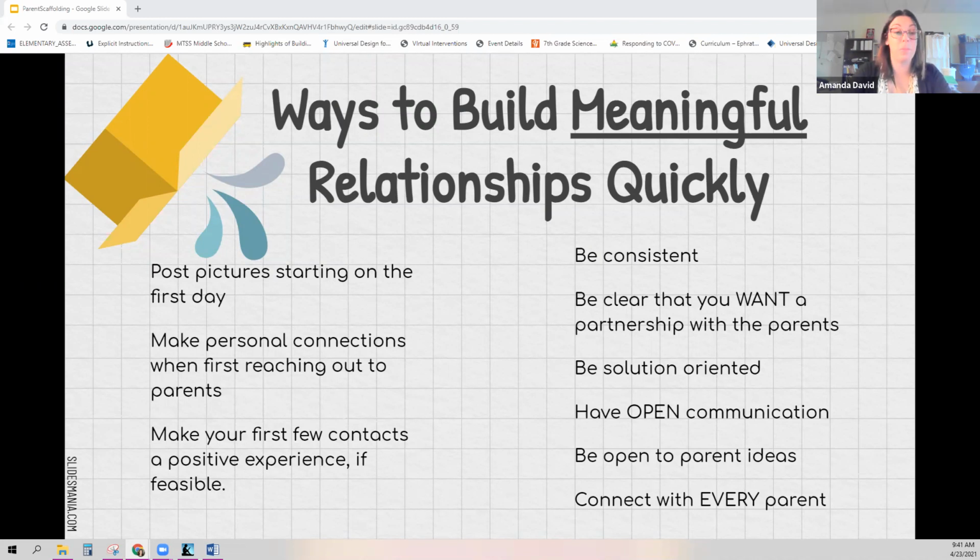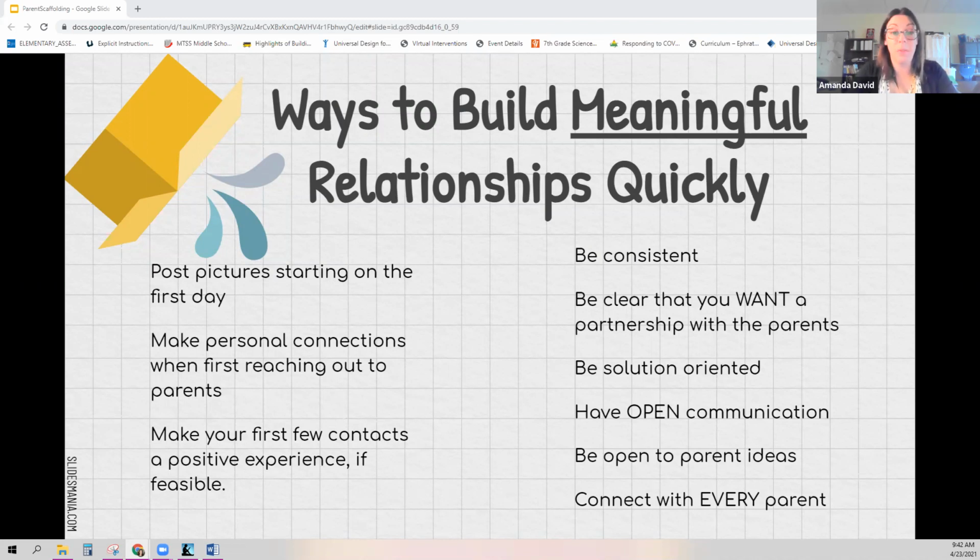And being open with that communication. So having that constant two-way street. Being open to parent ideas, especially if this is a student who has specific needs. Letting the parent just share with you some strategies that work for them may work for you. So being able to be open to that is essential.